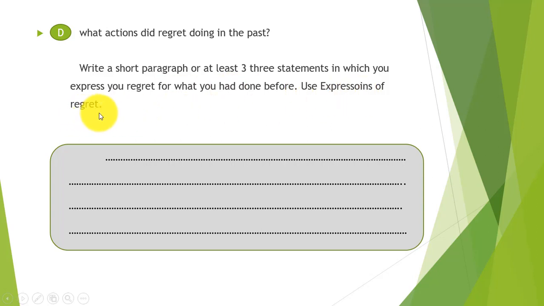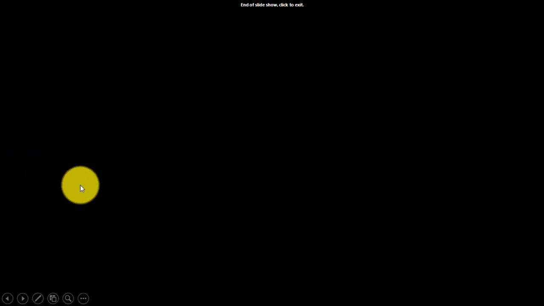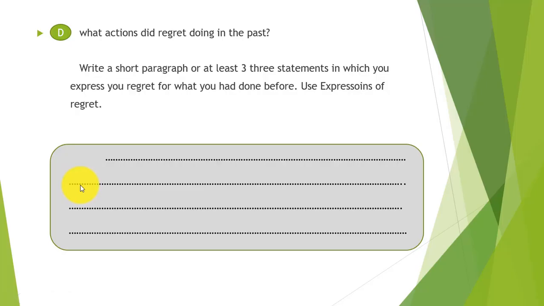Use expressions of regret. So you write a short paragraph, or at least three statements, in which you talk about and express your regret about past actions, anything that you regret doing in the past. Focus on the expressions of regret that we have covered, like if only, I should have, if plus subject plus had, and so on. Once you finish, you send your answers in the WhatsApp group, and I will check your answers and see if you have done well or not.